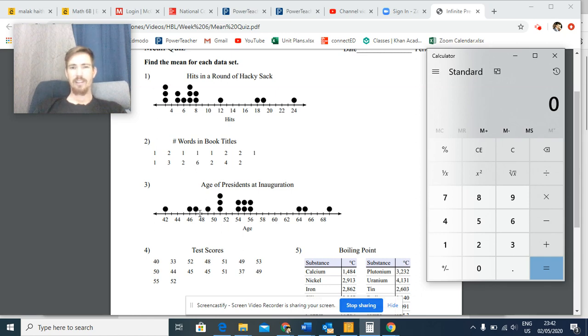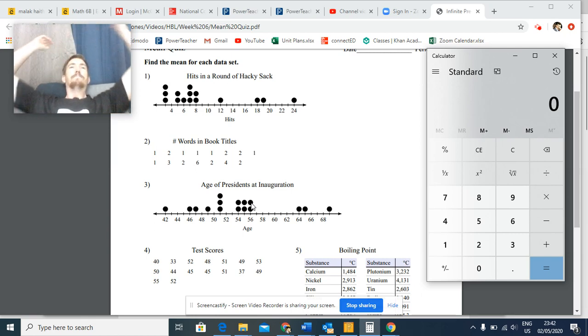Number three, I think kind of the same thing got you guys as number one. You're not counting all the different values. It's like you didn't count 51, 51, 51, 54, 54, 55, 55, 56, 56. I don't think you guys added those up correctly, and that gave you poor answers. Other than that, though, I think you guys did okay.